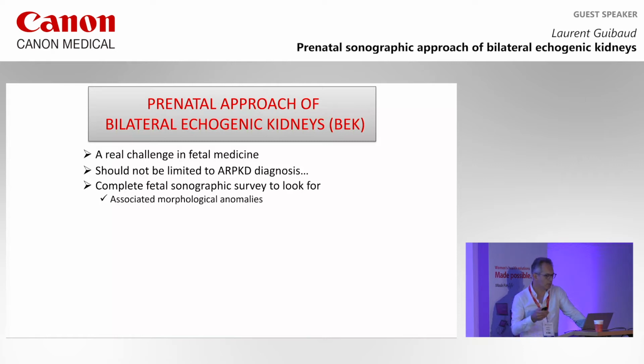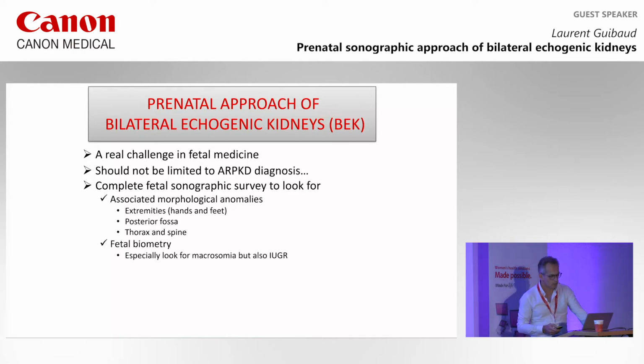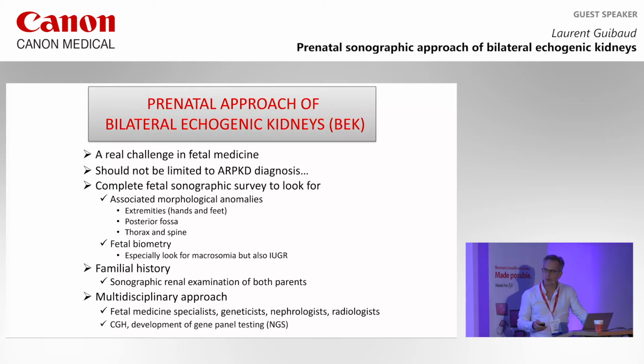analysis looking for associated morphological anomalies involving the extremities, also the posterior fossa, the thorax and spine, and the bone, generally speaking, and the fetal biometry, because you have to look for macrosomia, but also for IUGR, and we'll speak about that later. The family history is so important, and in that case, the sonographic renal examination of both parents is mandatory. And after that, it will be a multidisciplinary approach with fetal medicine specialists, geneticist, nephrologist, and urologist. And the biologic workup is also important with development of gene panel testing.